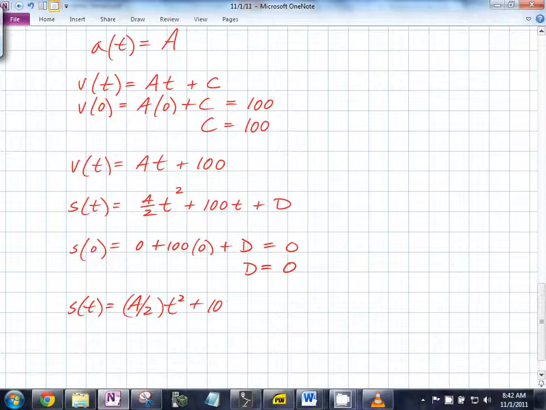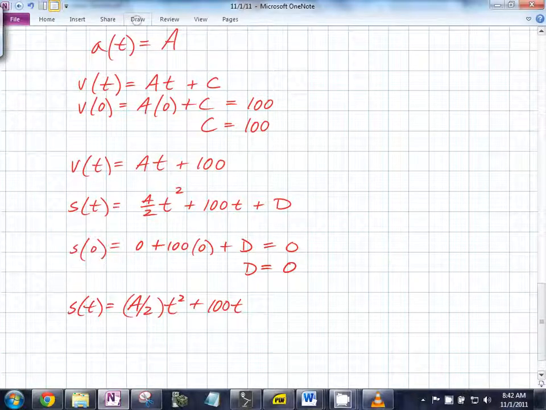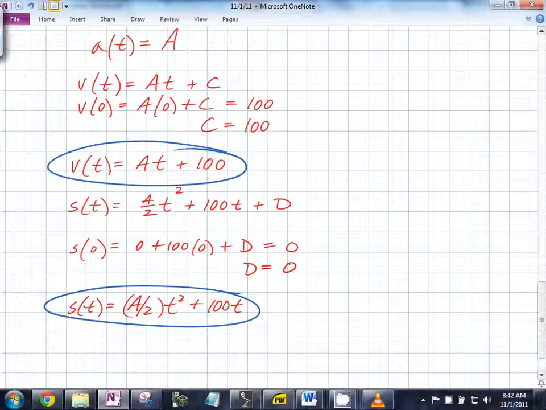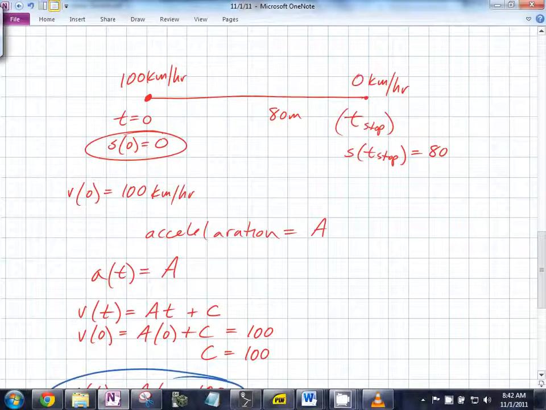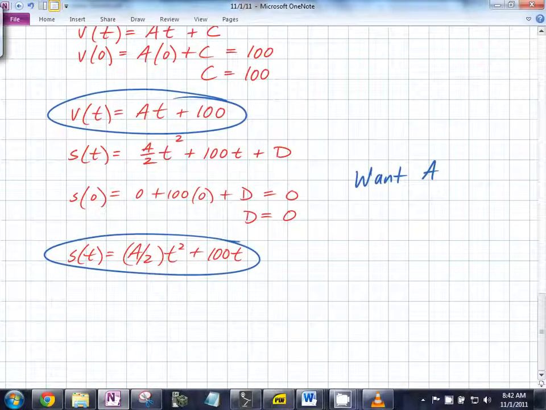So what do we now have? We have the velocity function, and we have the position function. We want to solve for what? No, we're solving for A. We want A. What information haven't we used yet? We haven't used anything about time stop. We know the velocity at time stop. Well, it's t sub s. What is the velocity? It's 0. What's the position at time stop?